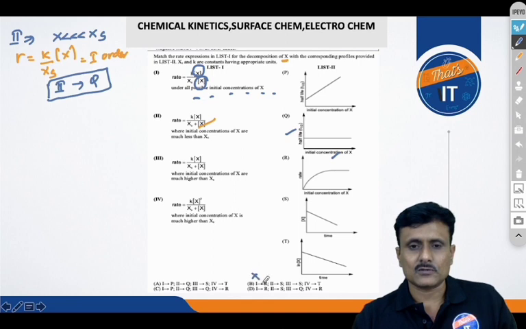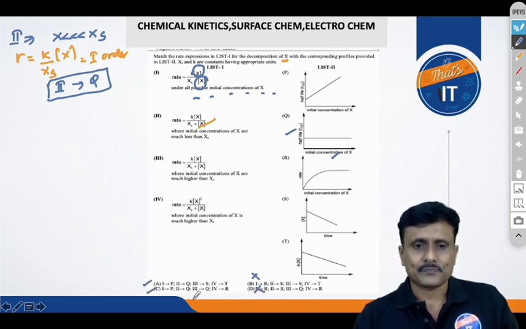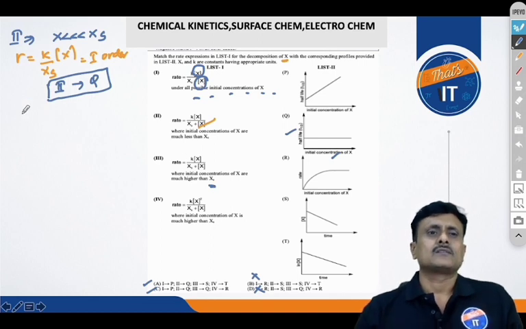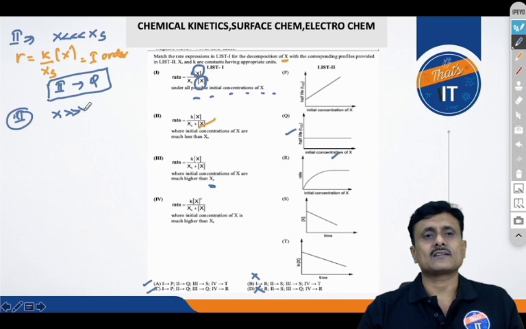So, these two are ruled out. We have to pick from A and C. Let's take the third condition. Anyways, you might get the answer upfront, right? Third condition, where the initial concentration of x is much higher than xs. Third condition is x is much higher than xs.